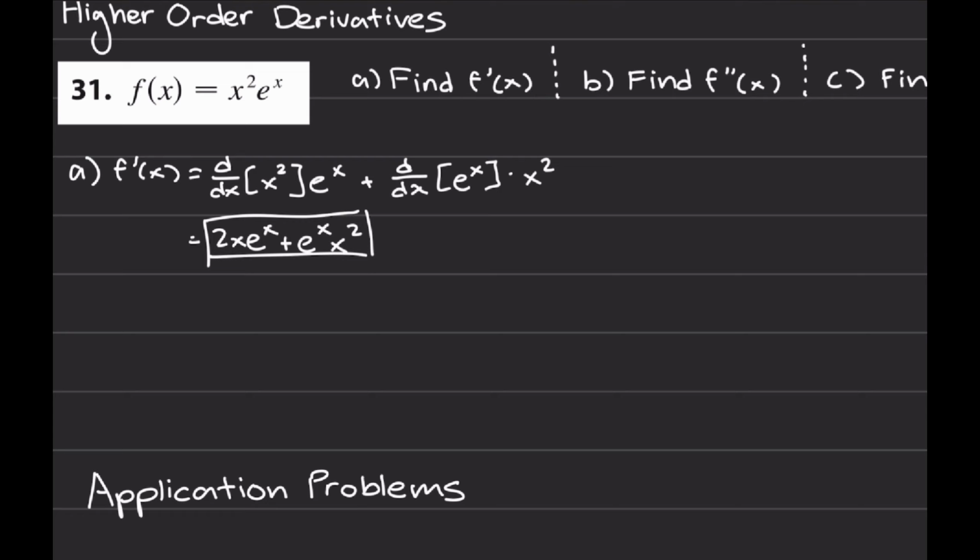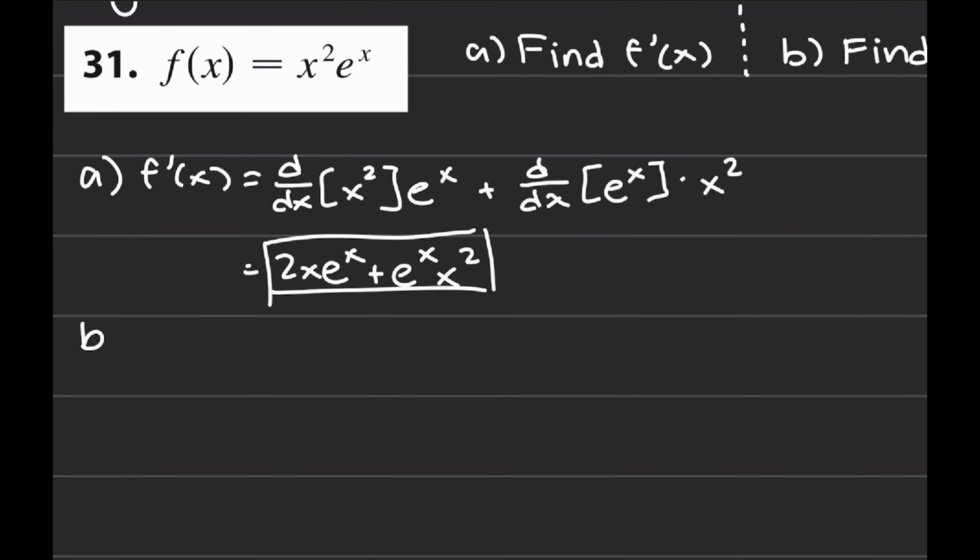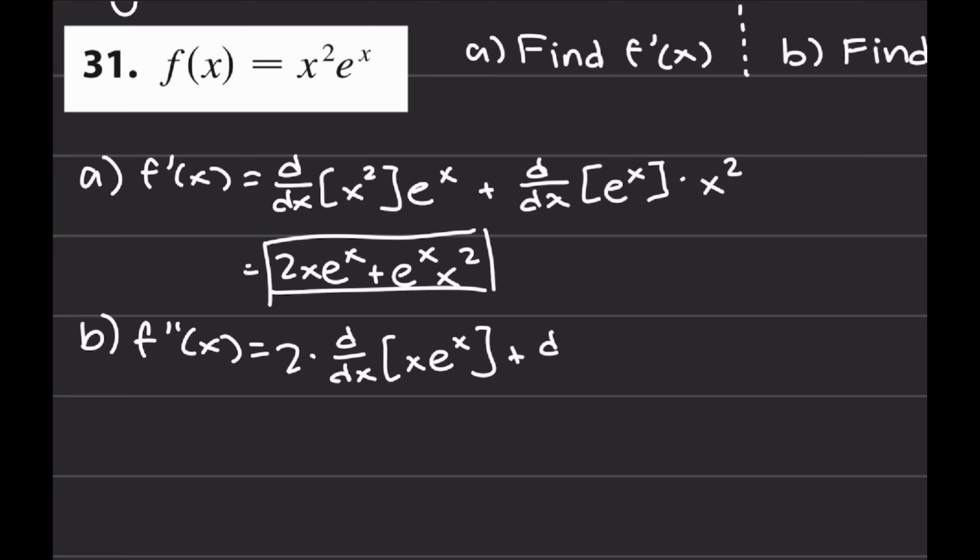This is going to get a little bit more dicey, but nothing that we haven't really done before. First, we're going to separate the terms. So f double prime of x is equal to the derivative of, I can also take out the constant, 2 times the derivative of x e to the x plus the derivative of x squared e to the x.